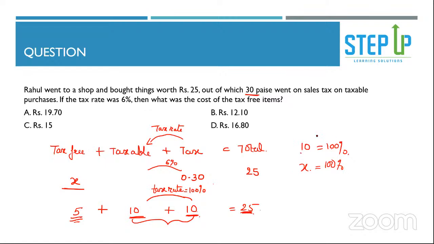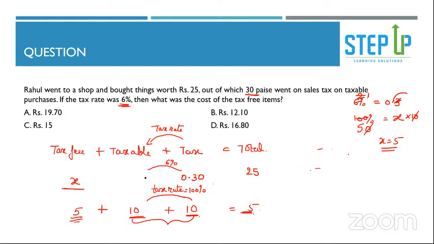Now how will I do it? Think about it. These 30 paisa are because of the 6%. So if 6% is equal to 30 paisa, that is 0.3 rupees, then 100% will be equal to what? 0.3 into 100 by 6, the zeros get cancelled, and X is equal to 5 rupees. So you got this as 5.